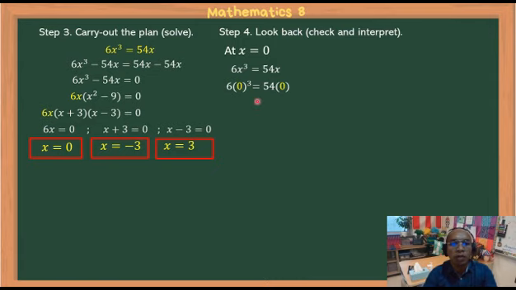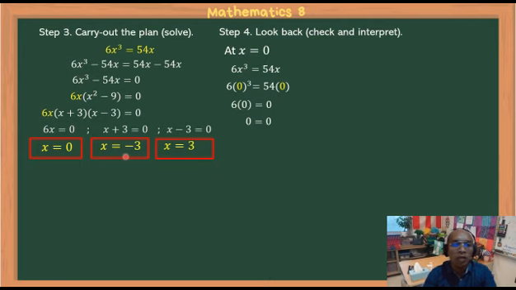So 0 to the power of 3 is 0. And 6 times 0 is also 0. Then 54 times 0 is also 0. That is why both the left and right sides of the equation are equal. So therefore, this is a possible value of x.